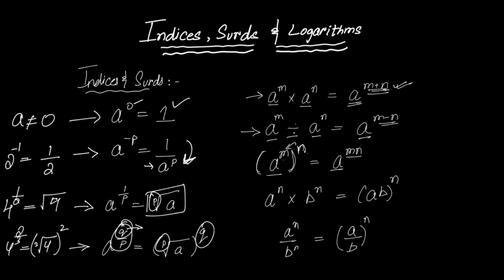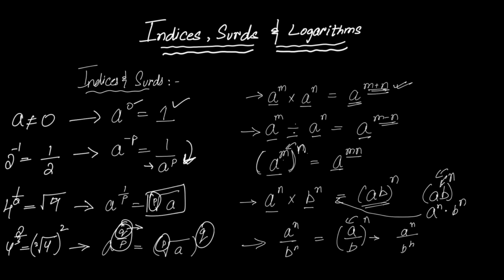Okay, if two numbers are being multiplied but their bases are not the same, we can take the power as common. So basically ab whole to the power n. When opening this bracket, the power applies to both these numbers, so it will again come to the original form, which was this. Okay, similarly in division, we can again take it common, because when you open this bracket, again it will give you the result a to the power n upon b to the power n.